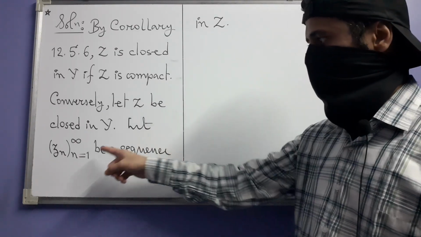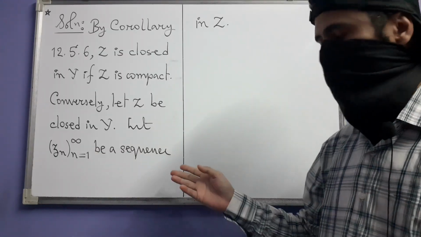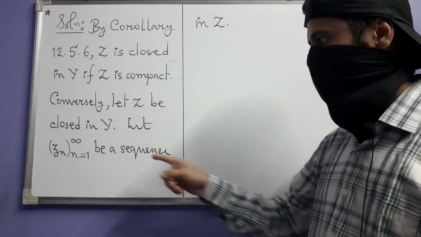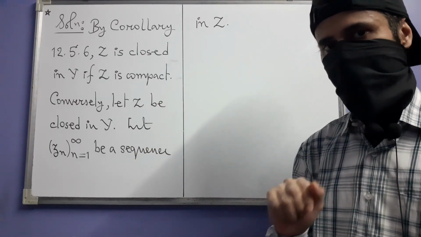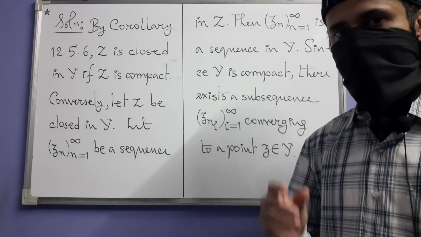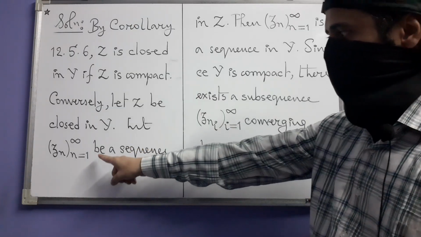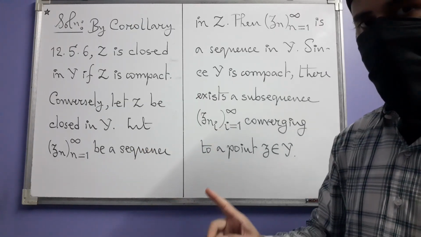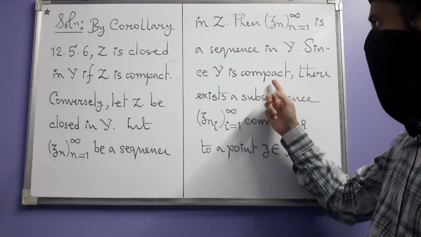And for that, we choose a sequence Zn in Z. Now what is it that we need to show? We need to show that this sequence has a subsequence which converges to a point in Z. Now what is the relationship between the sets Z and Y? Z is a subset of Y. So this is a sequence in Z, meaning it's also automatically a sequence in Y. And what is given? Y is compact.